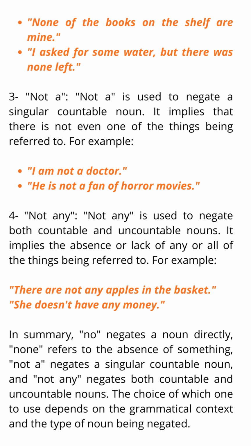In summary, no negates a noun directly, none refers to the absence of something, not a negates a singular countable noun, and not any negates both countable and uncountable nouns. The choice of which one to use depends on the grammatical context and the type of noun being negated.